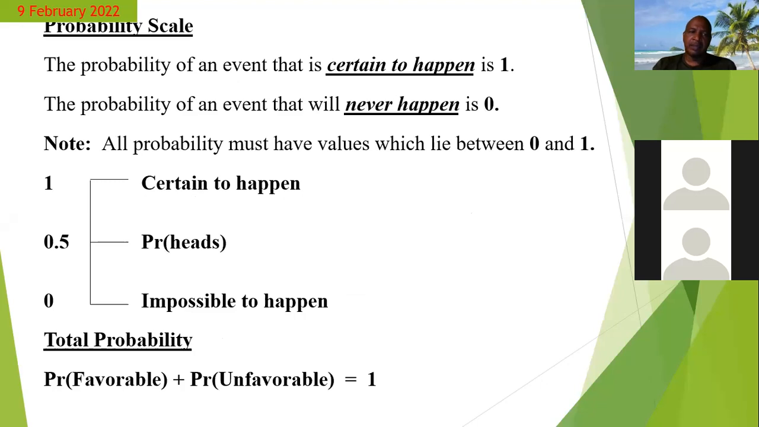All right, these are some things to note about probability. We have what we call the probability scale. On the probability scale, the scale goes from 0 to 1. Can anybody tell me why you think the scale would go from 0 to 1? Why is the probability scale going from 0 to 1? Anybody?